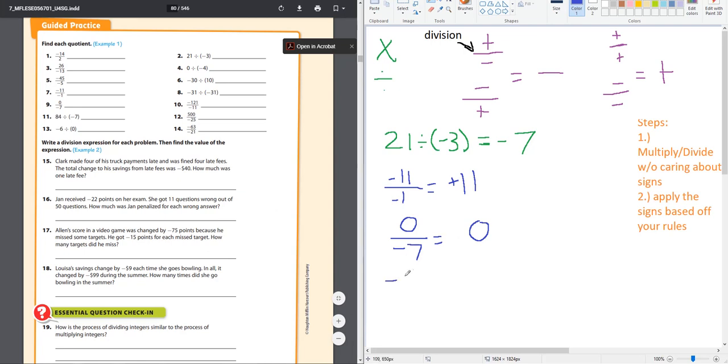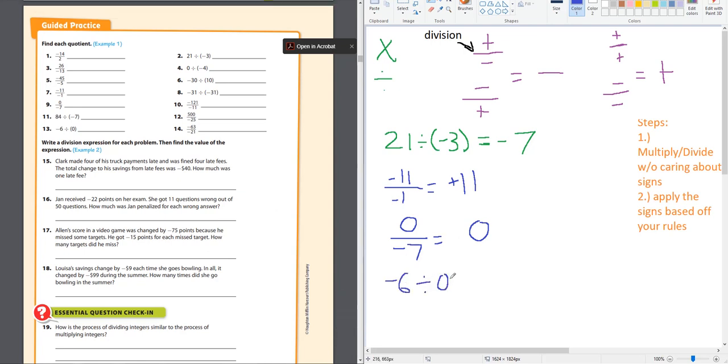Now, negative 6 divided by 0. This will give you an error on your calculator. So you can put no solution, impossible, whatever, no answer. And the reason being, you cannot cut something into nothing. This is pretty much what you're saying. I want 21 divided into 3 pieces. Well, that means I'll have 7 of them, okay?